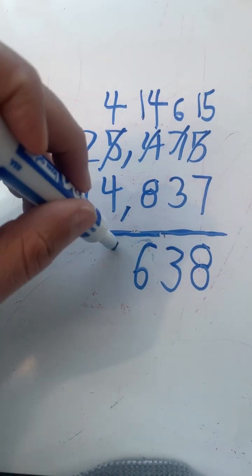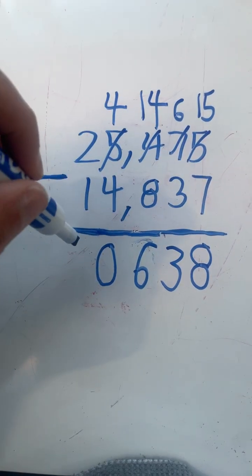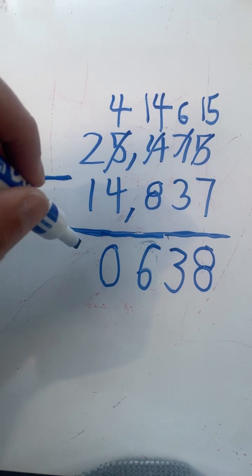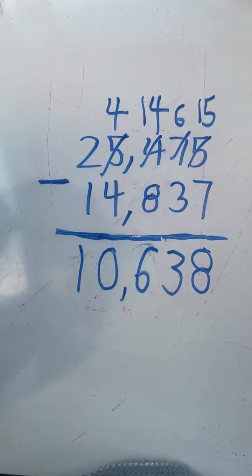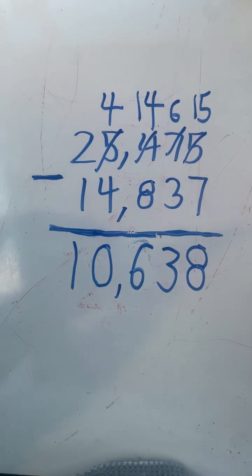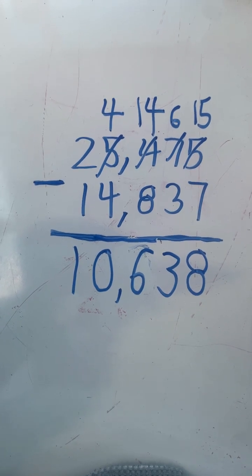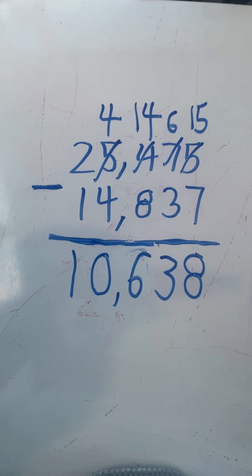4 minus 4 equals 0. 2 minus 1 equals 1. And we have our final answer. 25,475 minus 14,837 equals 10,638.